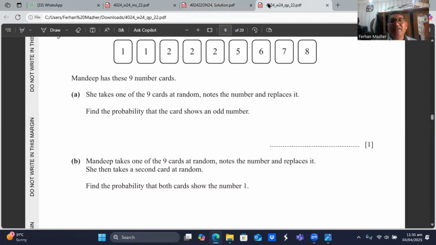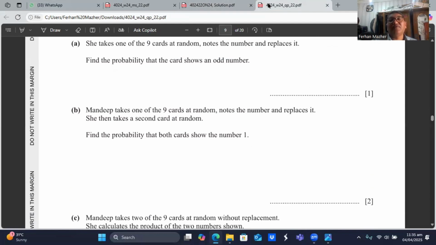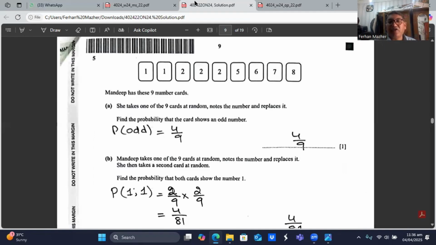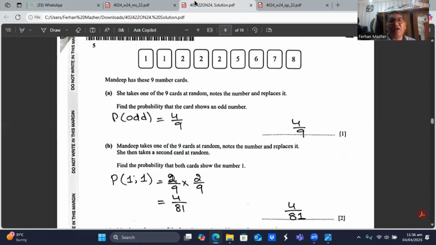So the B part is that Mandeep takes one of the 9 cards at random, notes the number, and replaces it. She then takes a second card at random. So they are replaced, so the total number has not changed. So now taking 2 numbers, find the probability both cards show the number 1. So that means the probability of getting 1, 1.